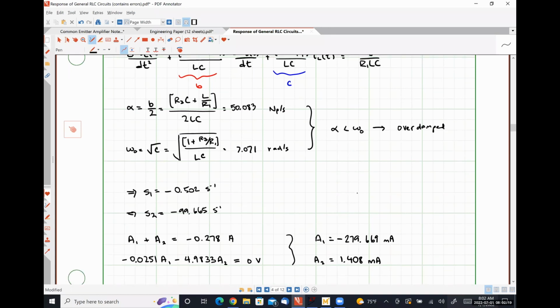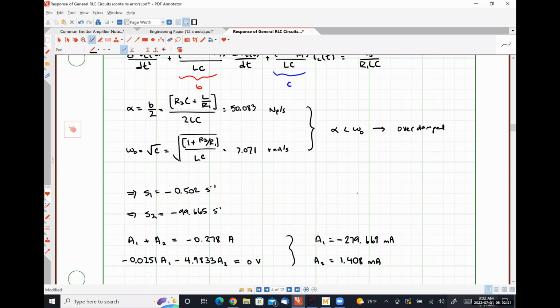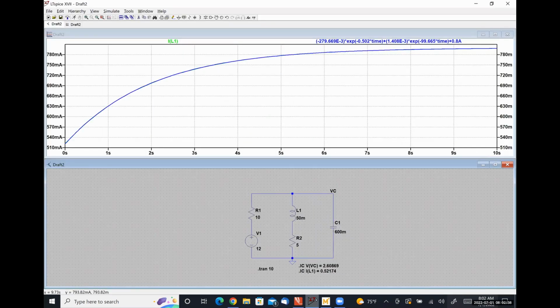I used our two values for alpha and omega naught to recalculate S1 and S2, and then put those values into our systems. And I found that A1 was negative 279.669 milliamps, A2 was 1.408 milliamps. And when I simulated those results using the new values for S1 and S2, my simulation exactly matched the analytical solution.